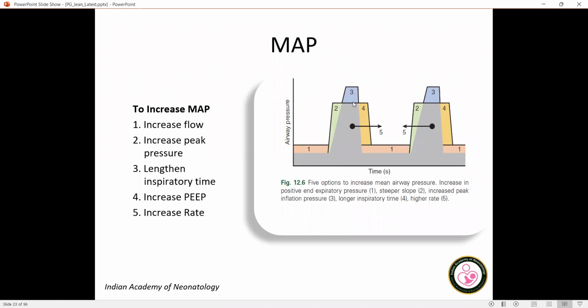Then second, we can increase the PIP. So the peak inspiratory pressure is increased, so again the area is increased. We can increase the PEEP, so then also this area is increased. Then we can lengthen the inspiratory time, so more area will come under this curve. And we can increase the rate, so this breath will come here, and that also will increase the area under the curve. So MAP is increased. For increasing MAP, these 5 things have to be done.